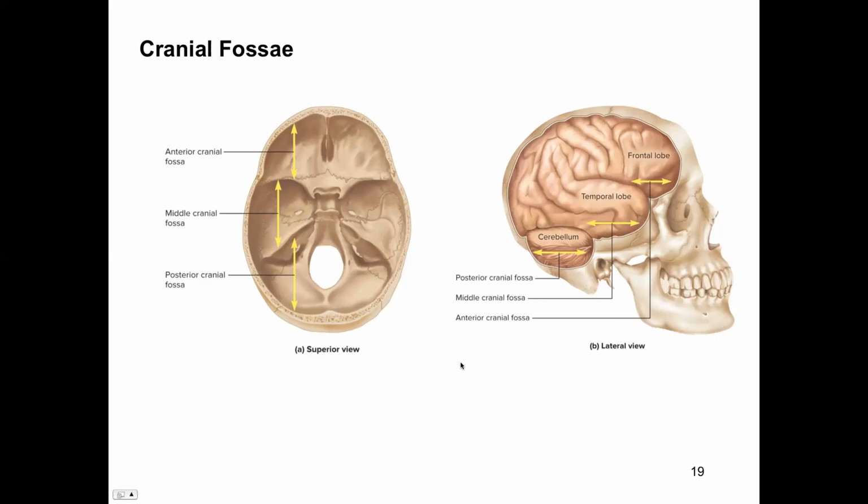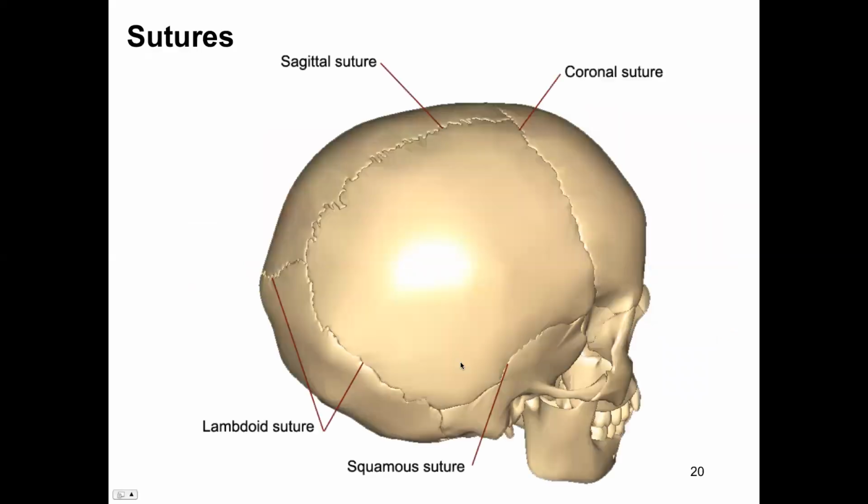All right. Now going back to the sutures. So here is a better view of the sutures. Here's your sagittal suture, coronal, your squamous, and your lambdoid. So these are the ones that we want you to learn. Your frontal bone, occipital bone, parietal bone, temporal bone, all right?